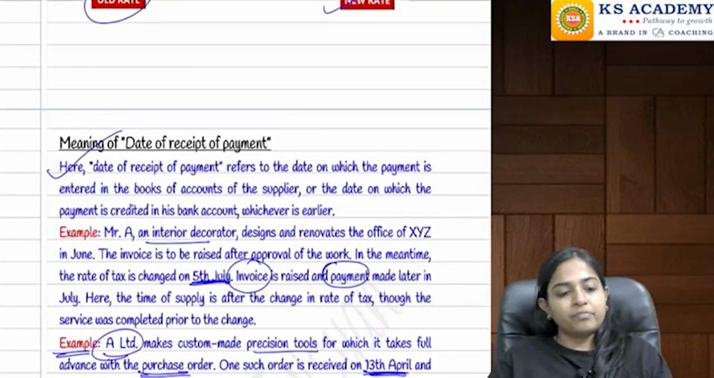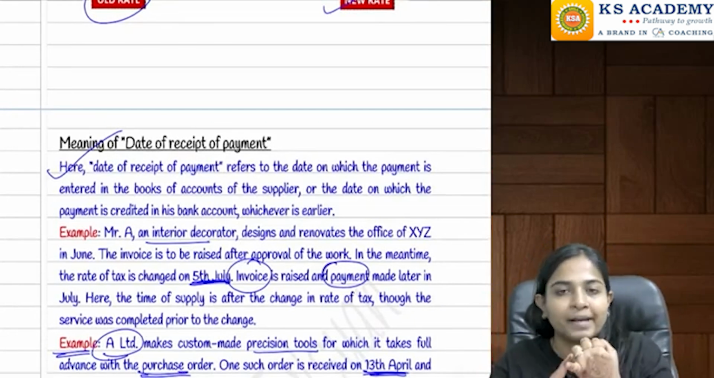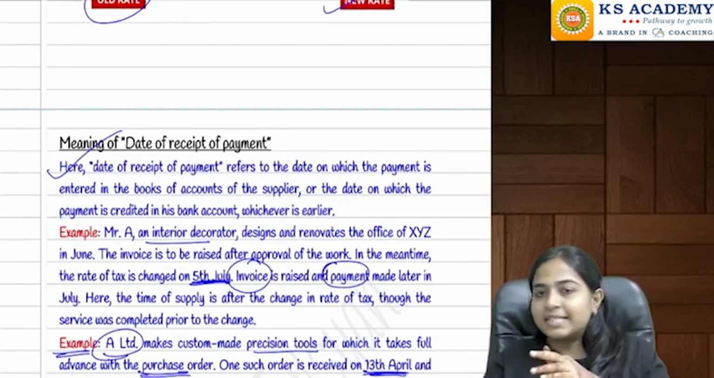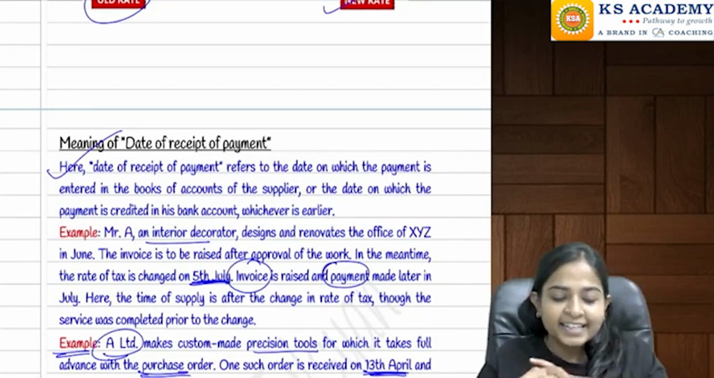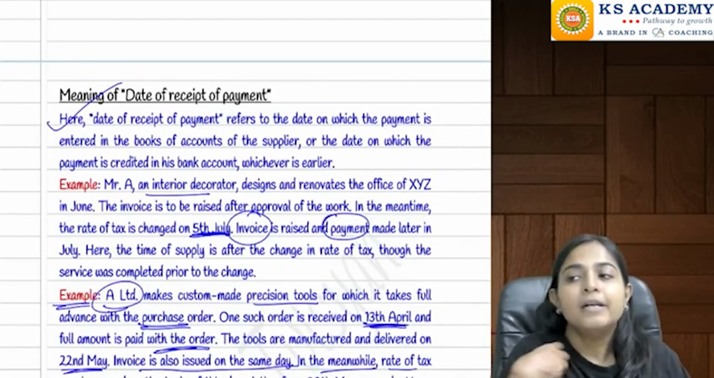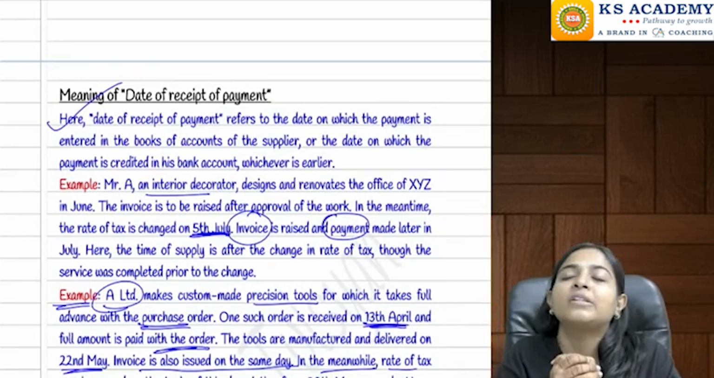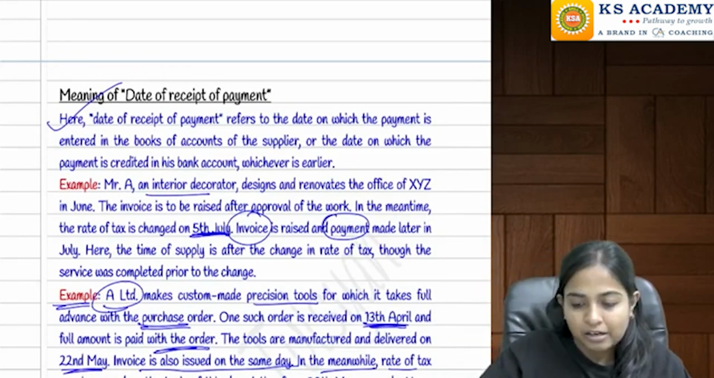Okay, now listen. We saw 3 events, right? What were the 3 events? First one was supply, next one was date of issue of invoice, and third one is date of receipt of payment. What do you mean by date of receipt of payment? Receipt of payment from the point of view of supplier: the date when the supplier has entered the payment in his books of accounts, or the date when the amount has been credited in his bank account. Out of these two, whichever is earlier.